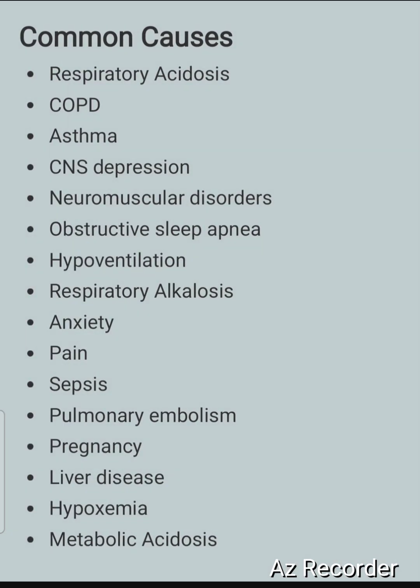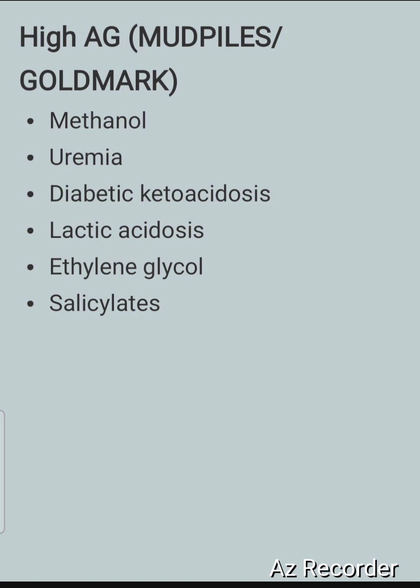Common causes of respiratory acidosis include COPD, asthma, CNS depression, neuromuscular disorders, obstructive sleep apnea. Hyperventilation, respiratory alkalosis causes include anxiety, pain, sepsis, pulmonary embolism, pregnancy, liver disease, hypoxemia. Metabolic acidosis with high anion gap: the mnemonic is MUDPILES. M for methanol, U for uremia, D for diabetic ketoacidosis, E for ethylene glycol, S for salicylates.